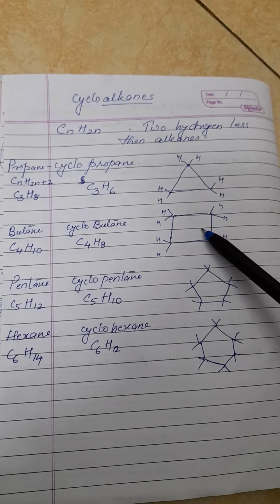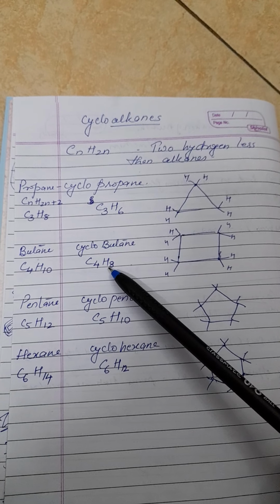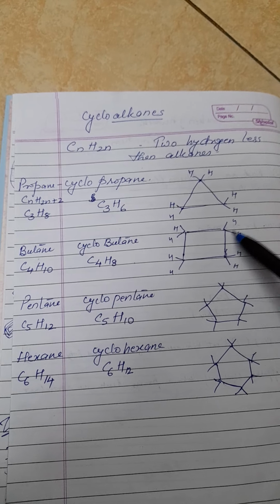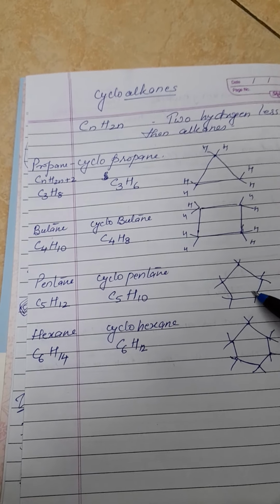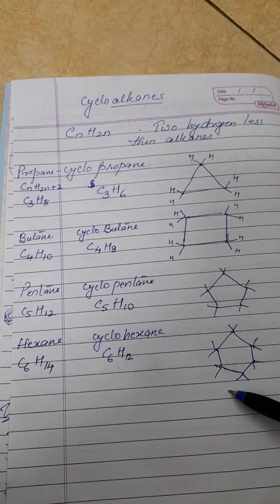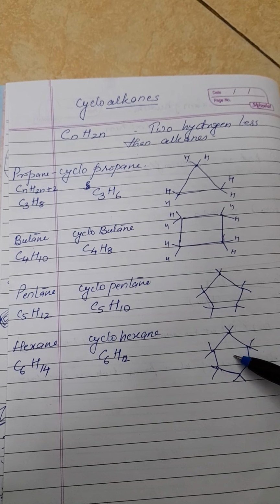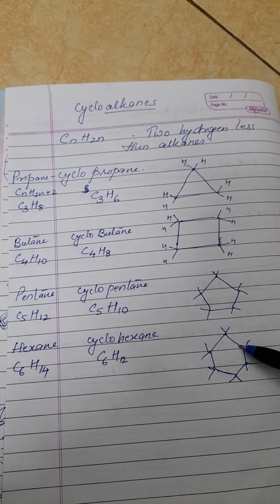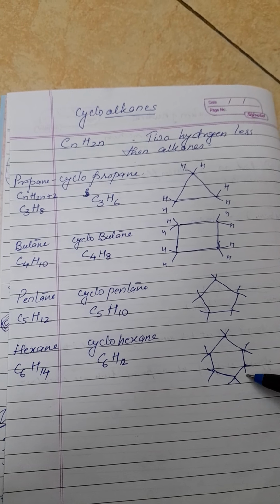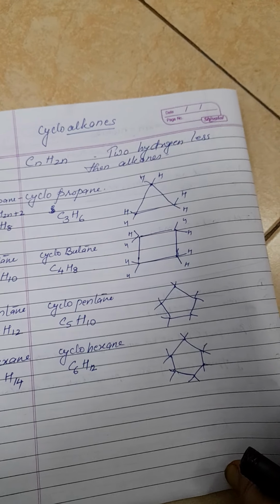Similarly, you can prepare cyclobutane. Here also you see there are 2 hydrogens less than normal butane. For 4 carbons, you can arrange a square structure. Now for pentane, cyclopentane has a pentagon structure. For cyclohexane, you will get a cyclic structure similar to that of benzene, but benzene has alternating single and double bonds. It is not that. You will have the hexane structure in the form of a ring. So this is the cycloalkane compound.